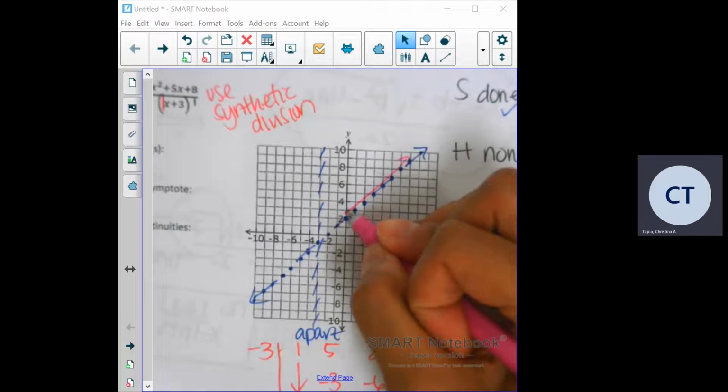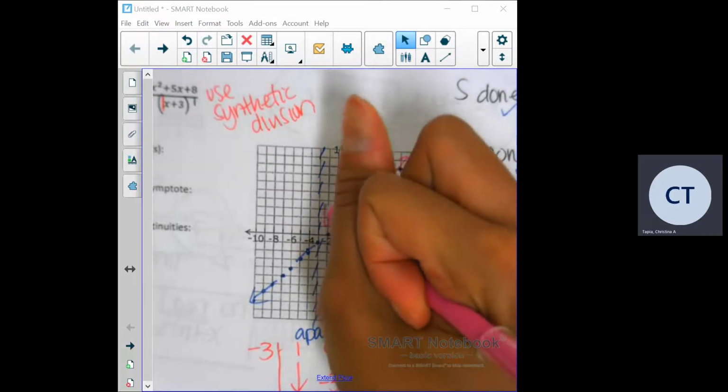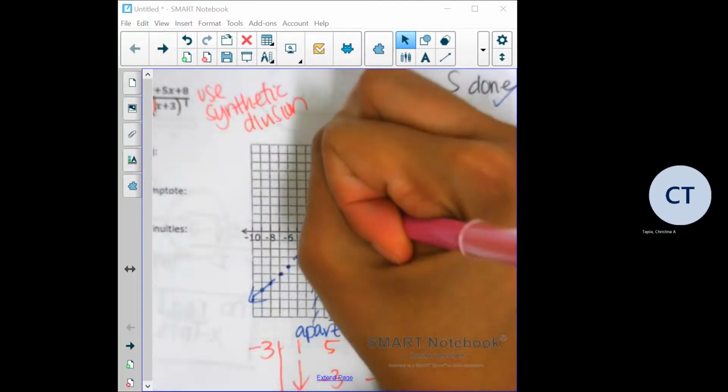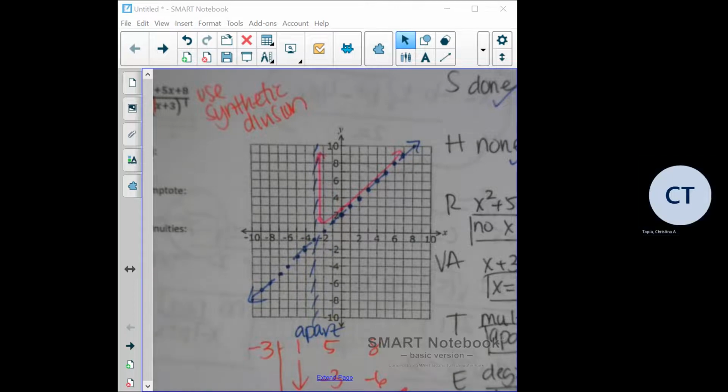And I need it to go here, but I can't just shoot it up. We're going to curve it around and approach the other one. So I'm just curving it. Your graph should look something like mine. It doesn't have to be as close to the asymptotes as mine is, but you want to see that they're getting closer and closer.